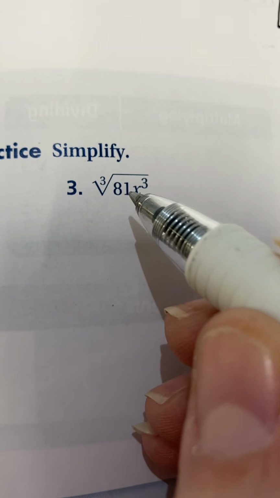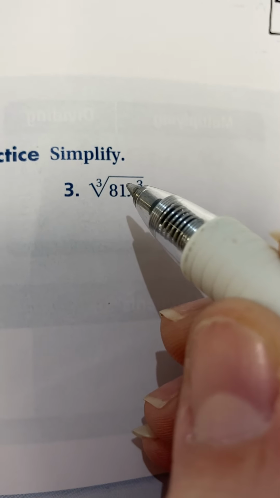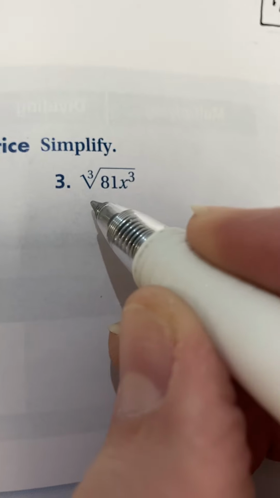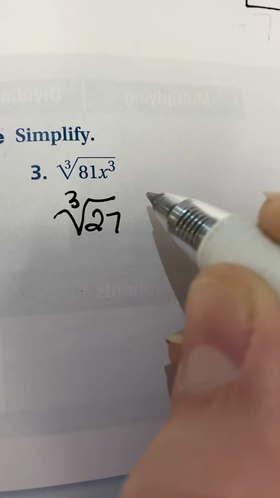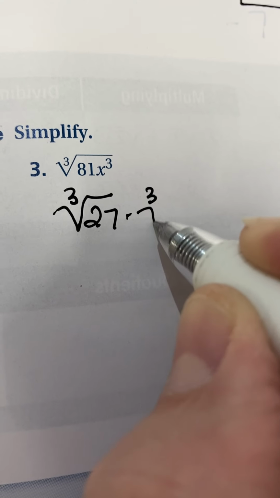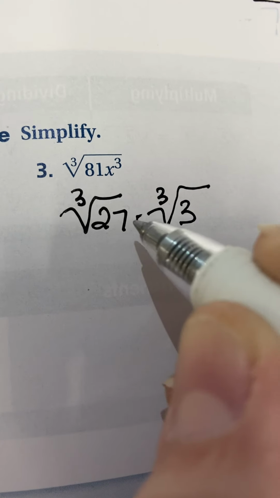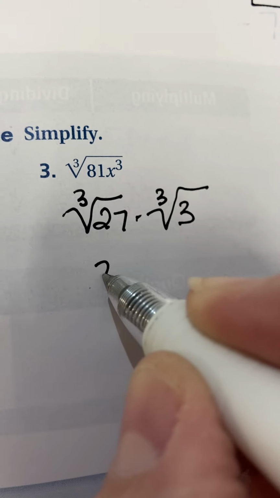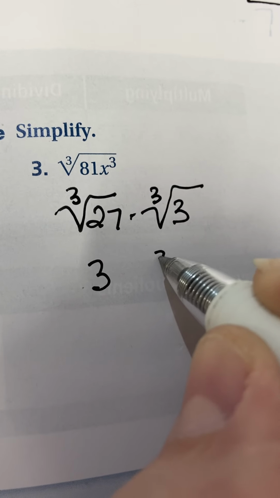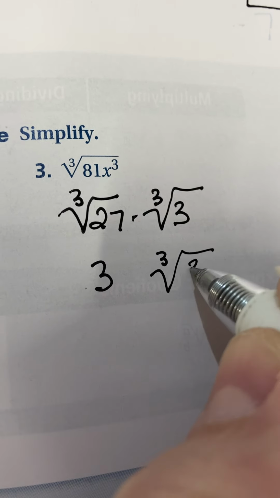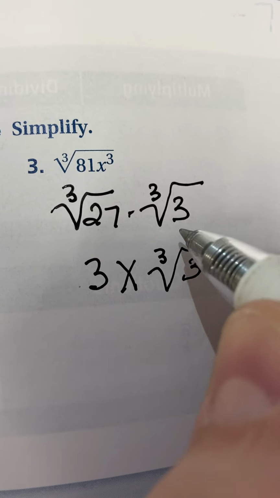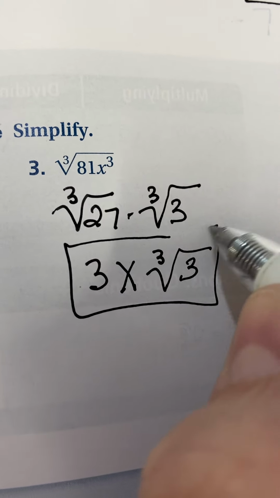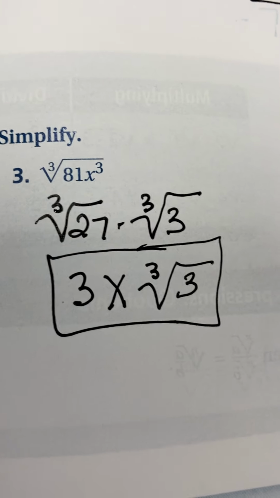All right, so here you're going to do the same thing. Find a perfect cube that goes into 81. All right, well, 27 is a perfect cube. So you're going to break 81 into 27 times 3. Well, the cube root of 27 is 3. And then you're left with that cube root of 3 here. All right, well, 3 goes into 3 once, and there is no remaining. So there's your finished answer.